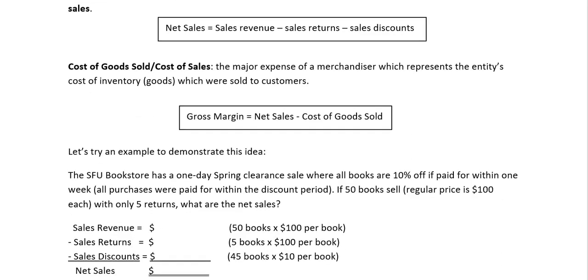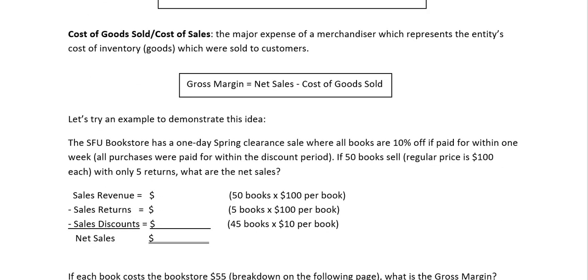Cost of goods sold, or cost of sales: the major expense of a merchandiser, which represents the entity's cost of inventory which was sold to customers. As I mentioned, hopefully this is lower than your sales revenue, so you have a positive gross margin. As you can see here, your gross margin comes from taking net sales, which is calculated by the formula above, and subtracting off cost of goods sold.